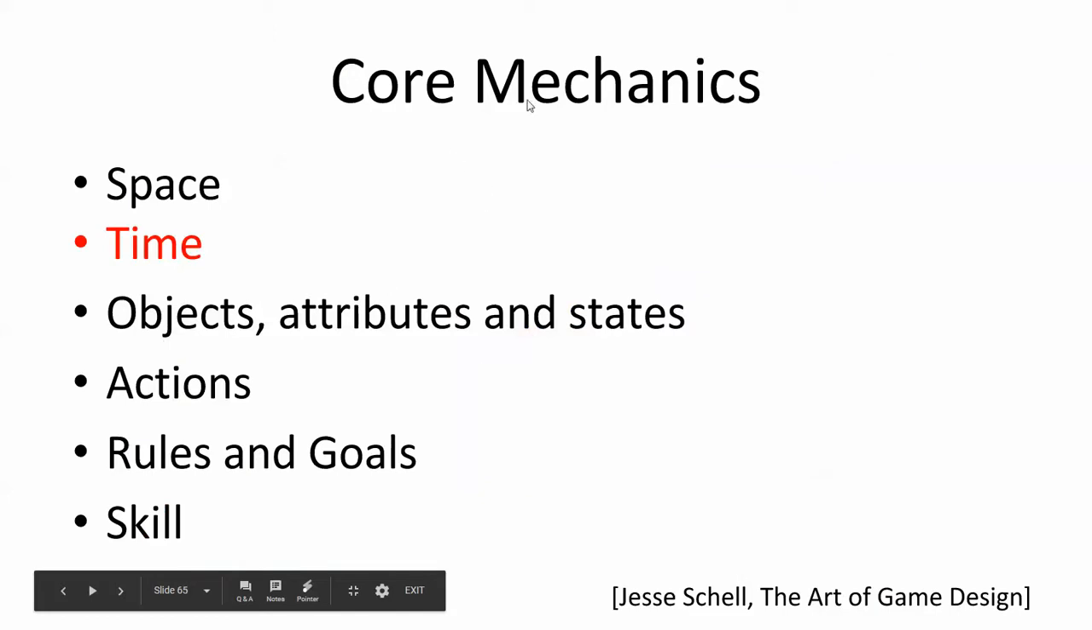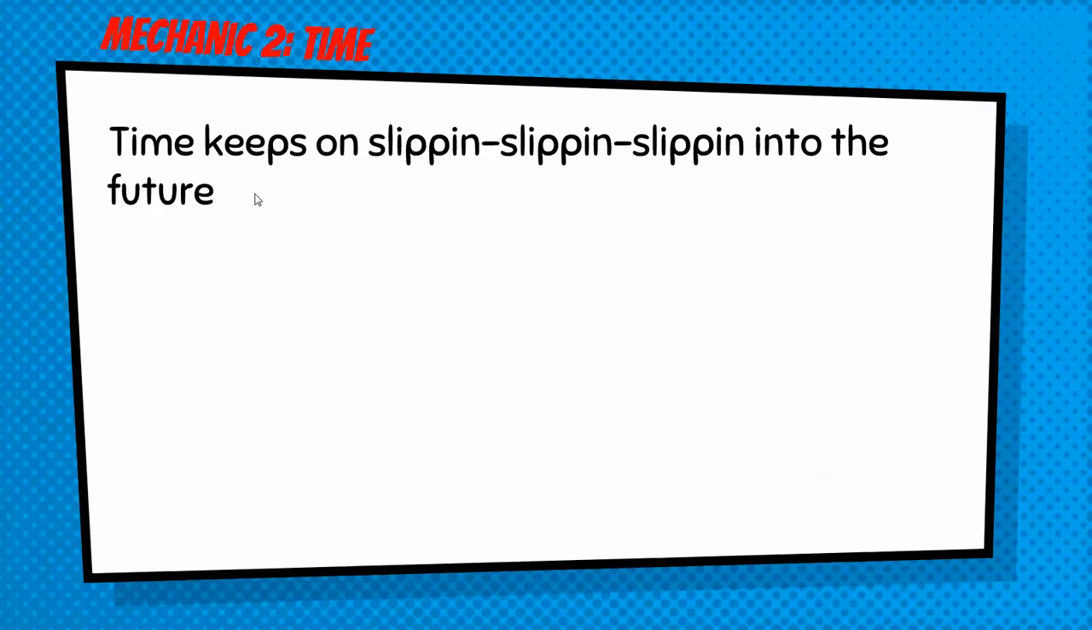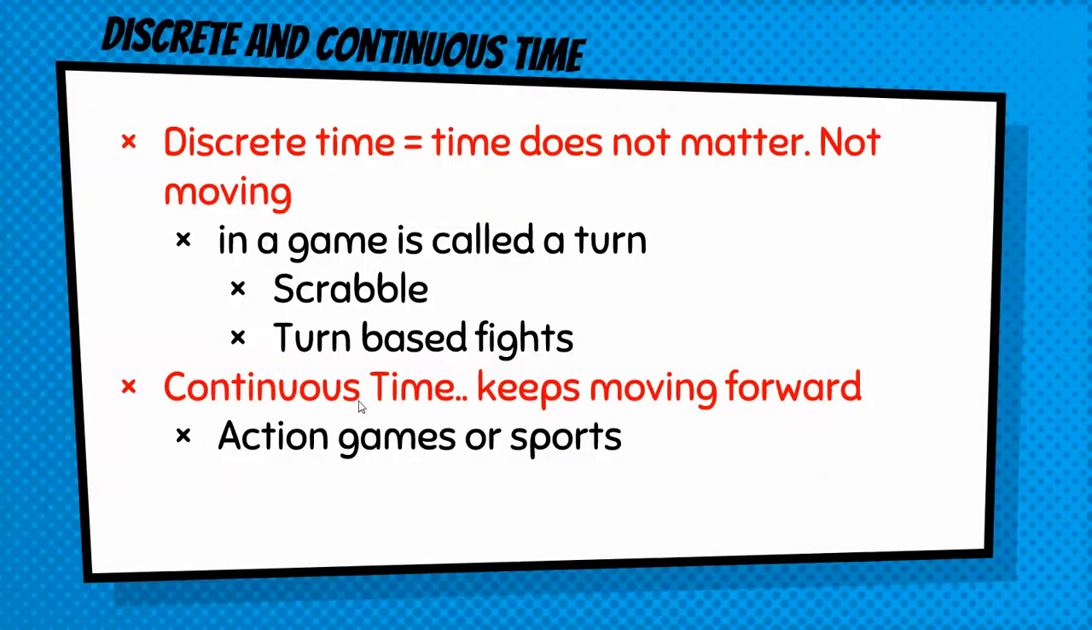Alright, so the next core mechanic is time. As we know, time keeps on slipping, slipping, slipping into the future. Alright, so enough of that. Time keeps on slipping into the future, or does it? If you have discrete time, time doesn't matter.